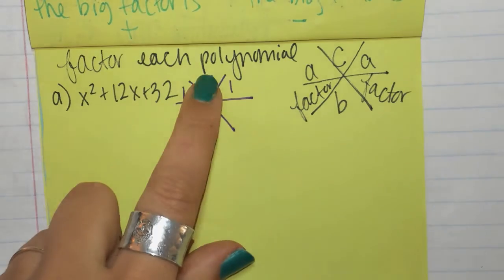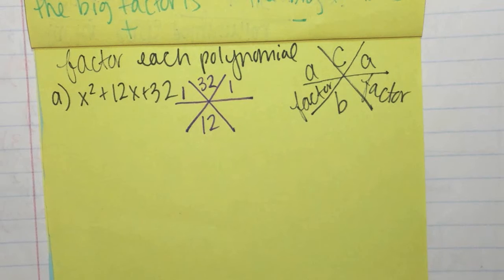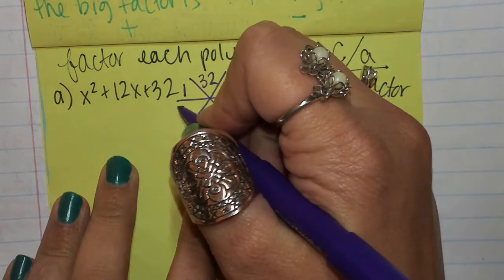We need two numbers that multiply to give us 32, add to give us 12. List for me all the factors of 32. 4 and 8. 16 and 2. 8 and 4. What adds to give us 12? 8 and 4. So what do we write here? 8 and 4.